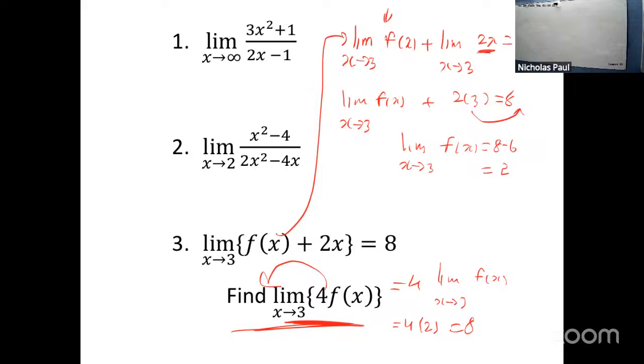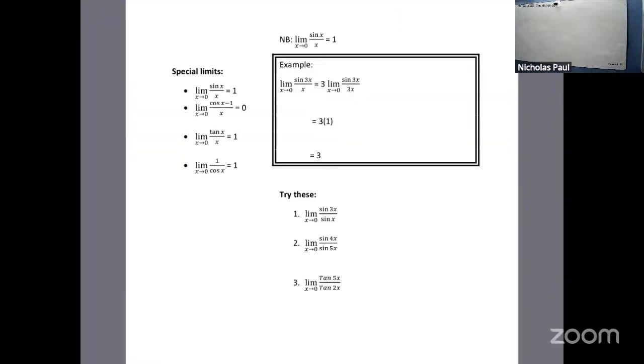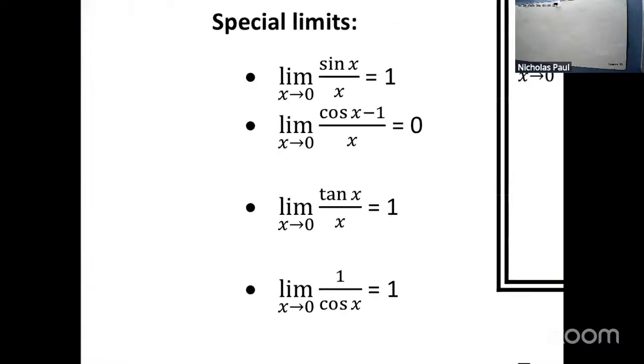Right, last one. Here we have the last set of rules that we need to learn. These are called special limits.